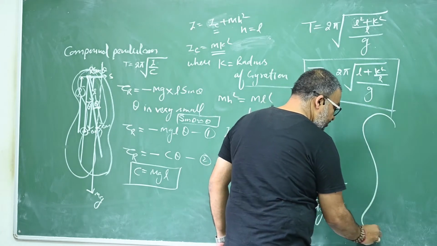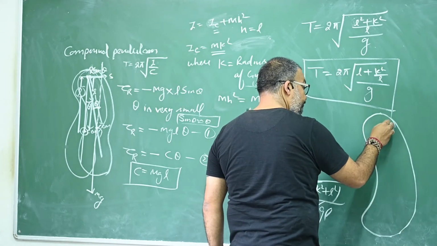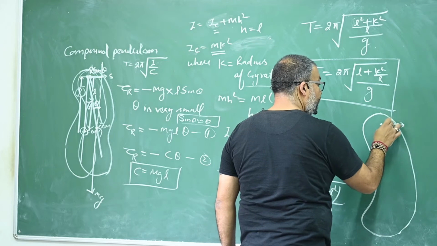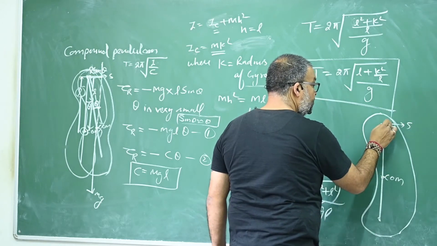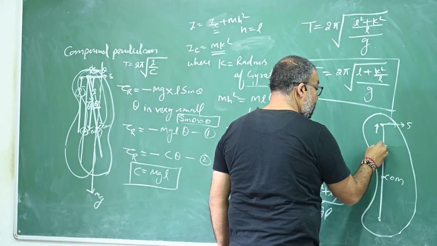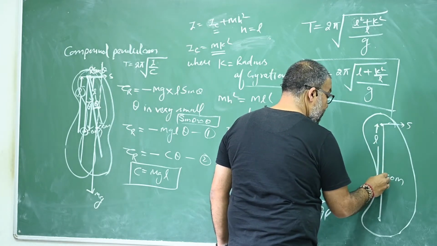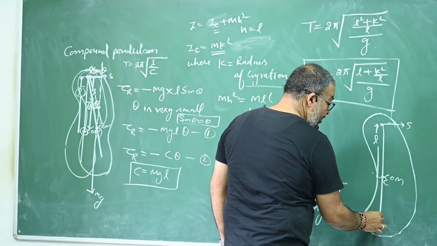This is that rigid body. It has a point of suspension. This was the center of mass. The distance between the point of suspension and the center of mass is L. Let's say the center of mass is denoted by C.